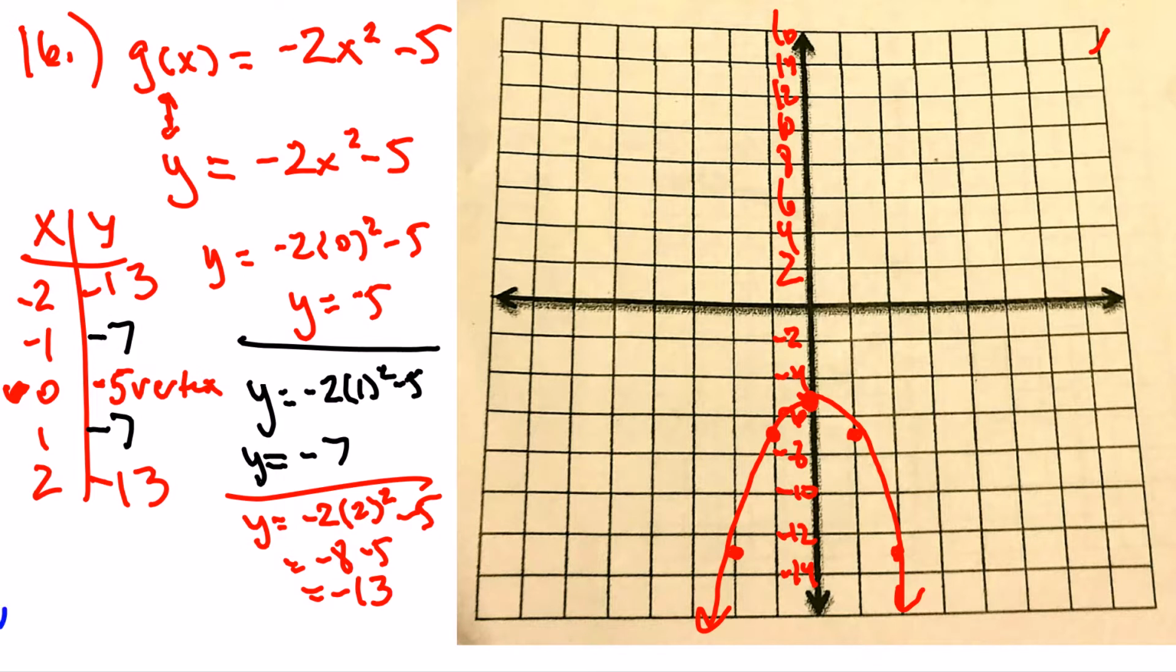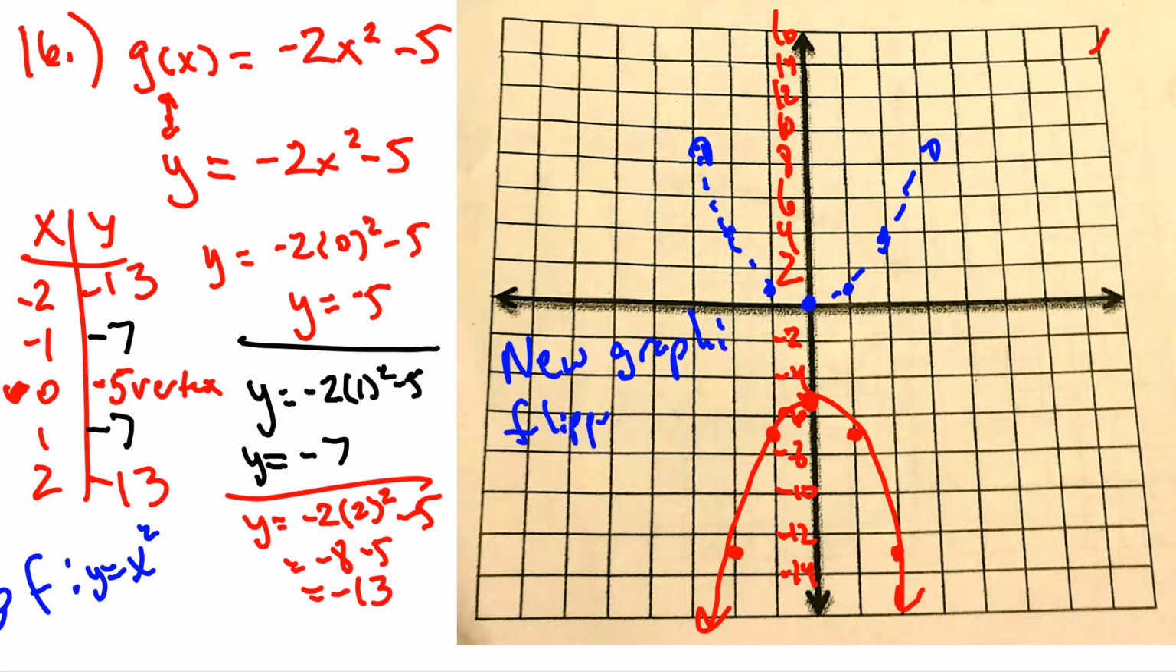So now I have to put my parent function on there. So my parent function is y equals x squared. Hopefully you know that it's 0, 0, right 1 up 1, left 1 up 1, right 2 up 4, left 2 up 4. The dotted line. So what I'm going to say is the new graph, it's flipped. It is skinnier. It is down 5 units. So there's 3 things that changed on this graph. And that's it for 16.